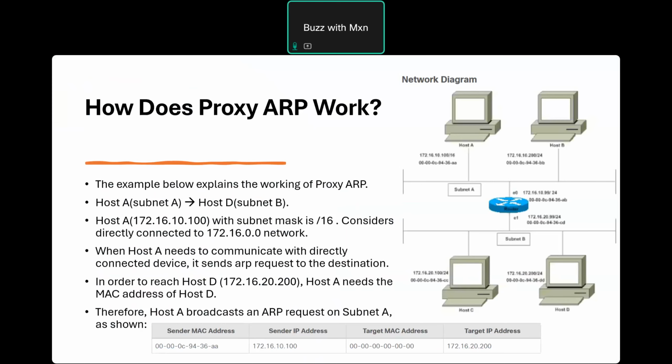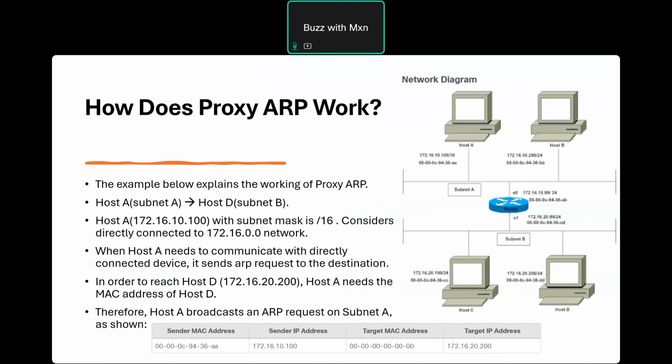Host A is present in subnet A, and hosts C and D are present on subnet B. There is an Ethernet interface E0 on the router side and E1 on the subnet B side. There's also another host, and I want you to look at the subnet masks of the IP addresses configured on hosts A, B, C, and D. Look at the subnet mask: /16 for host A, /24 for host B, /24 for host C and D. And look at the IP addresses as well.